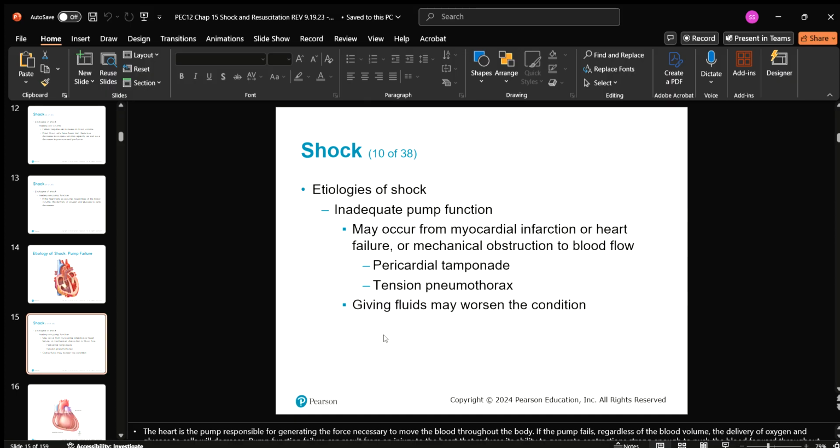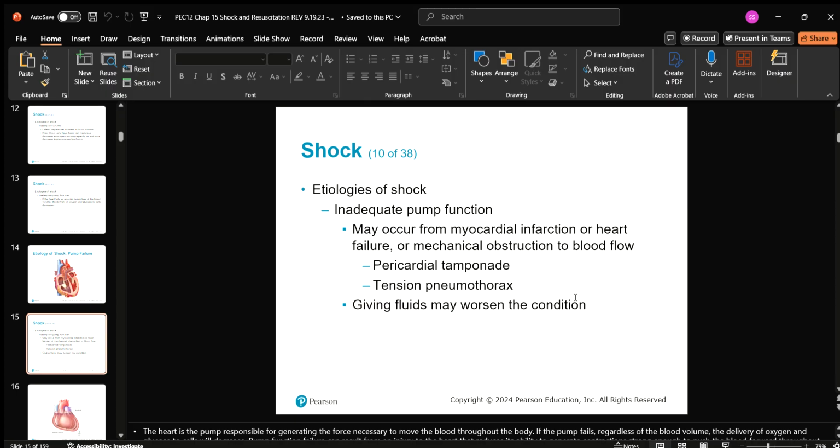All right, so inadequate pump function. It could be caused by an MI or a heart attack. All right, CHF, like we're talking about, congestive heart failure, or a mechanical obstruction. And it gives two options here. We're going to talk about these to death, and then you're going to get it even more when we talk about trauma, when you get to that section. But I'm going to beat it up here. That way, when you get to trauma, you're going to be like, oh yeah, I already know all this stuff.